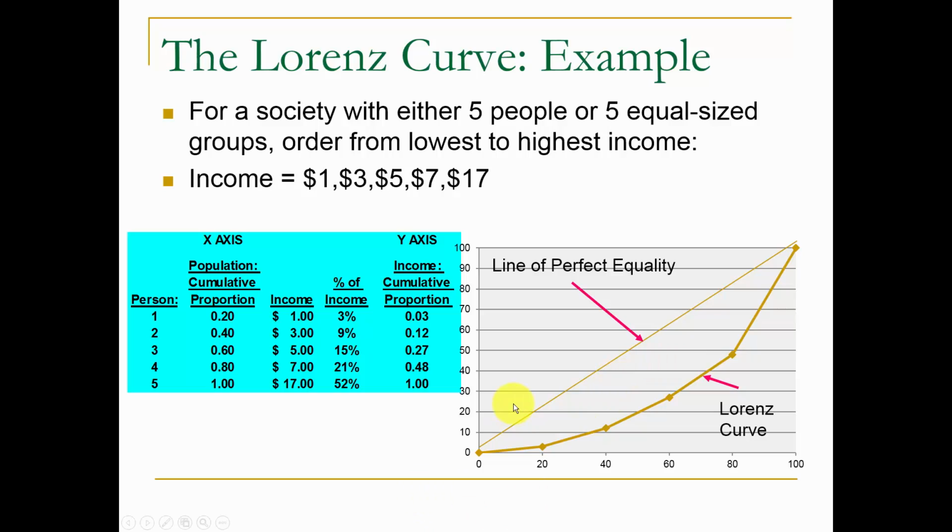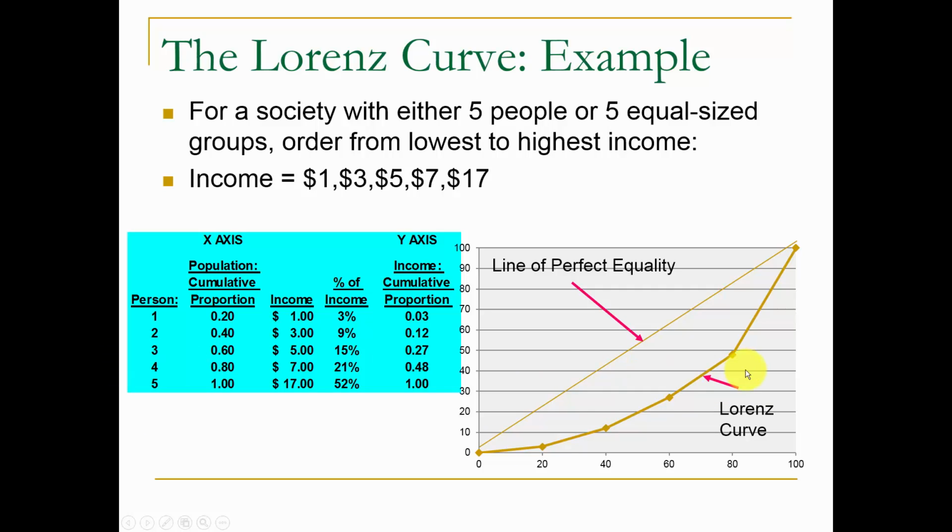And visually, what we're looking for as a sign of income inequality is how far this Lorenz curve dips below this line of perfect equality. As incomes get more and more unequal, this Lorenz curve is going to dip further and further down toward the x-axis, meaning that more and more of the income is earned by the top percent and less by people in the lower percents of income.